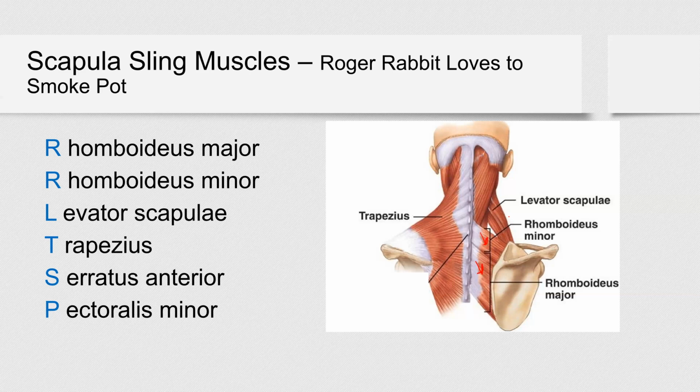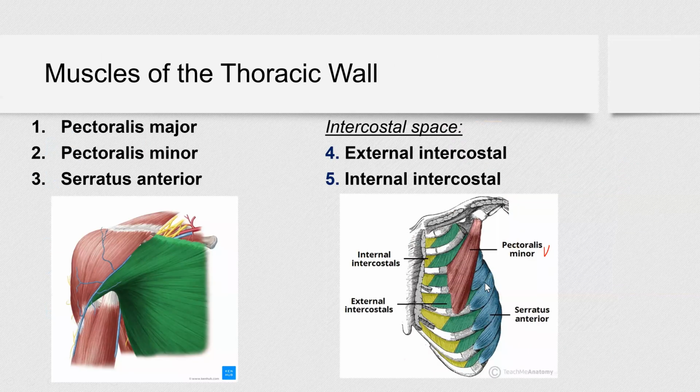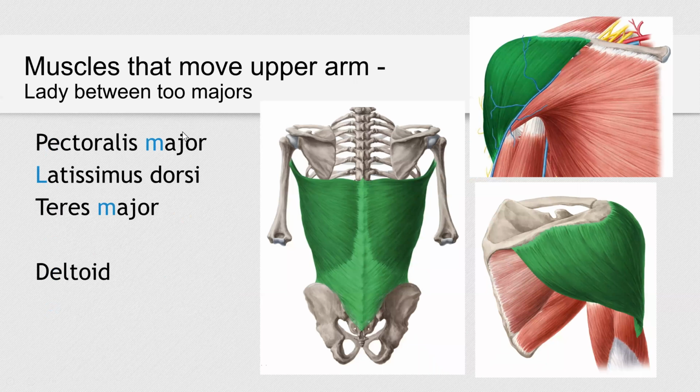Then we have levator scapulae muscle, right over here, trapezius, and serratus anterior and pectoralis minor can be seen from the anterior view, right there. Serratus anterior and pectoralis minor, right? That means all those muscles, where do they insert? They insert into the scapula. Another group of muscles that move the upper arm, the mnemonic is lady between 2 majors.